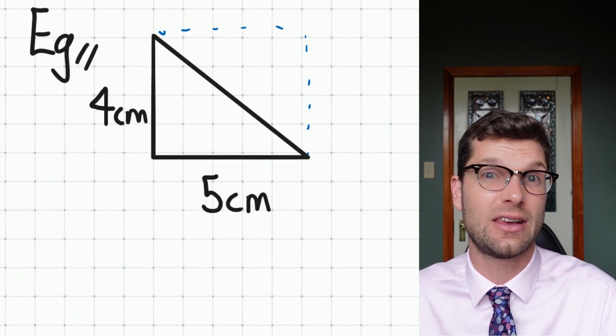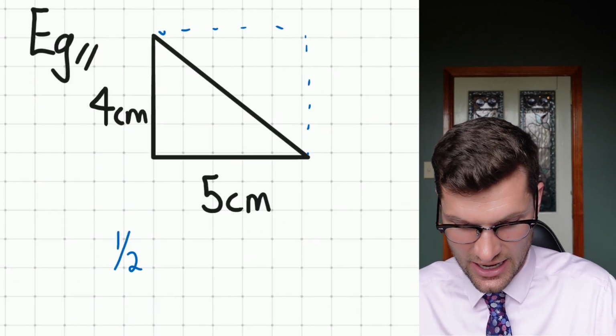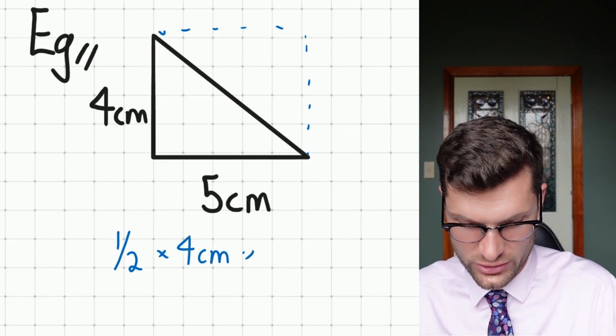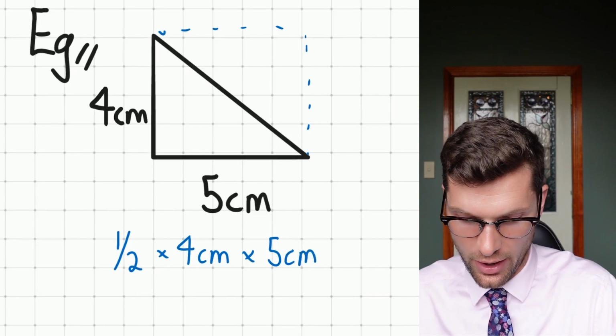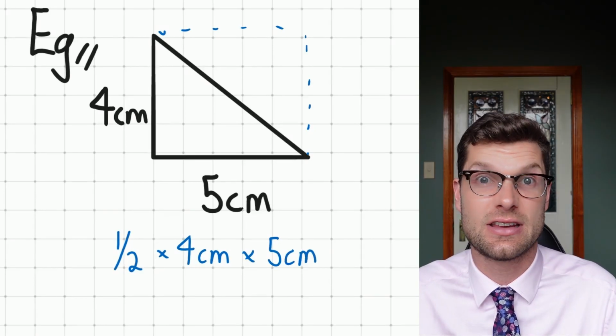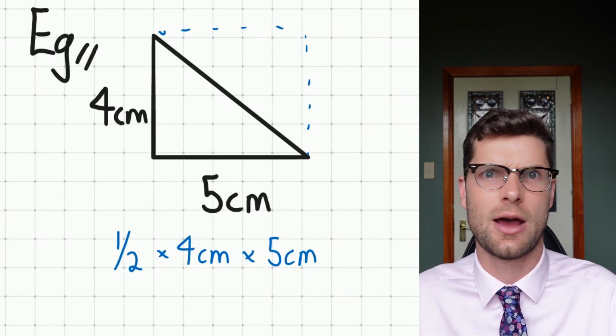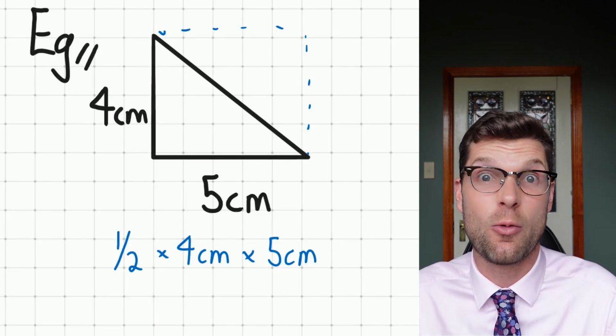But what I've got to do here, instead of doing that, I can just say, oh, it's a half multiplied by 4 centimeters multiplied by 5 centimeters. And then you just have to work this out. A half times 4 is 2, and then 2 times 5 is 10. That's one way you could do it.